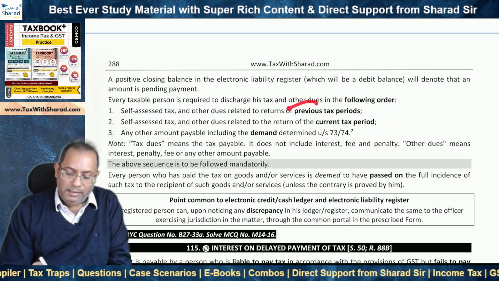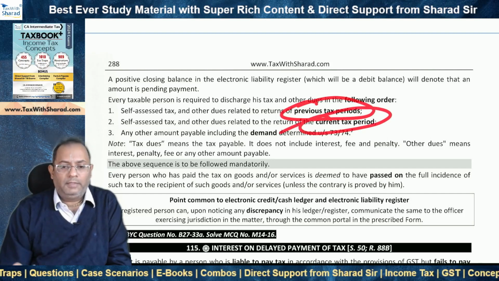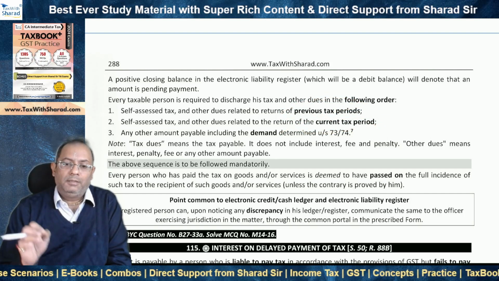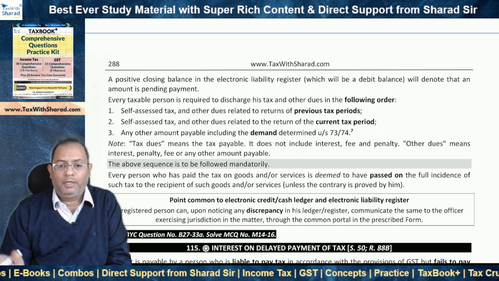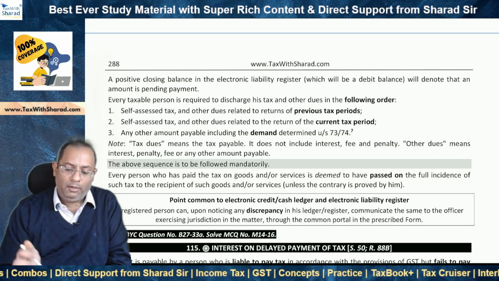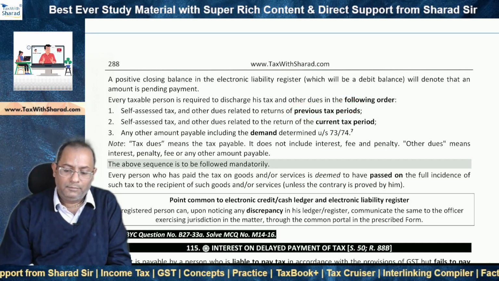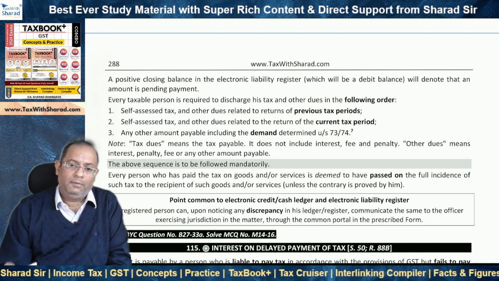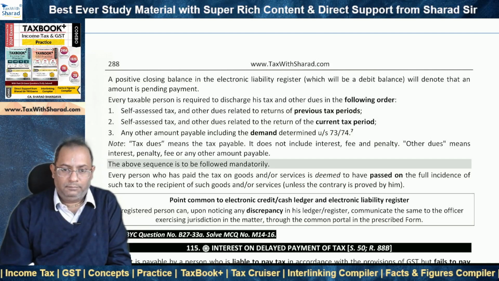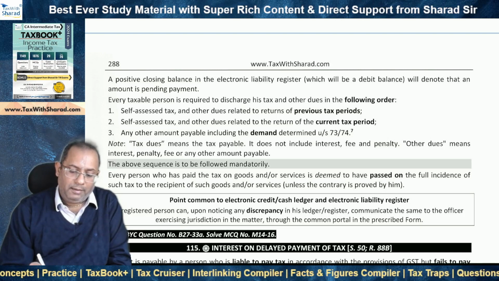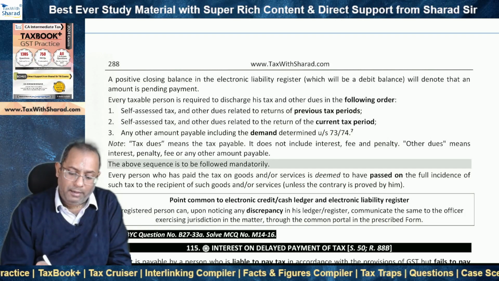And in TaxBook Plus, these have been highlighted in bold. That means these are important. You need to capture these terms in the answer as they are. You cannot change the meaning. You cannot make previous tax period and write it as previous tax year or previous year or the current year, right? Because it is not a matter of year. It is a matter of period relating to the return.